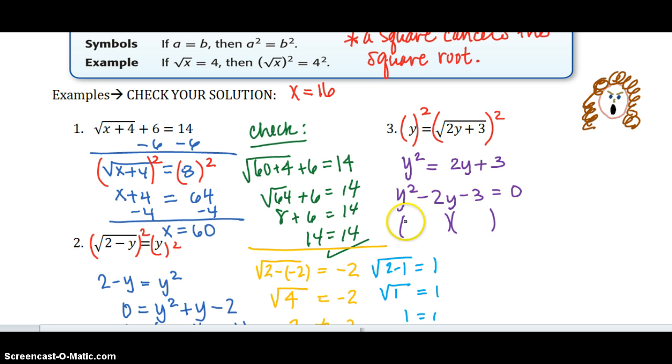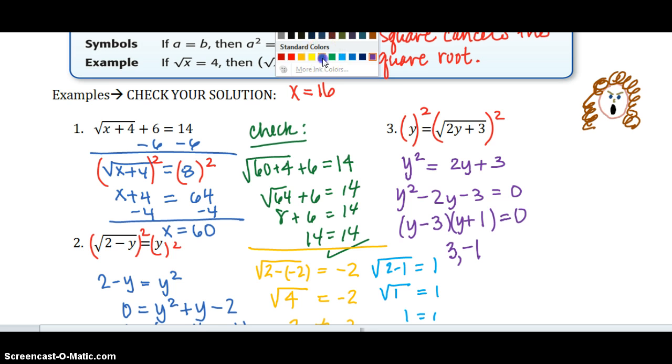Factors of 3, that's easy because it's just 3 and 1. They subtract to give us a 2, and the sign is negative. So the larger number is negative: negative 3 and 1 subtract to give us negative 2. So my possible zeros here, or possible solutions, are positive 3 and negative 1. So let's check for extraneous solutions.